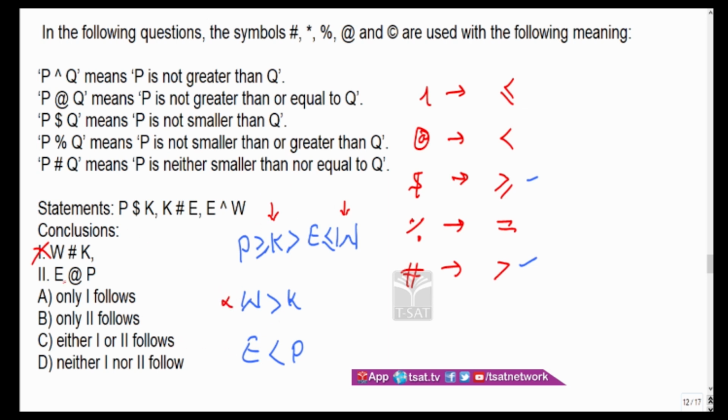See the next conclusion. The relation is between E and P. It says that P is greater than E. Now, see the relation between P and E. You have P here and E here. And he is saying P is greater than E, and all the greater symbols are towards P. So here also the greater symbol is towards P. So P is greater than E. This particular conclusion is correct. So our answer will be only conclusion 2 follows.